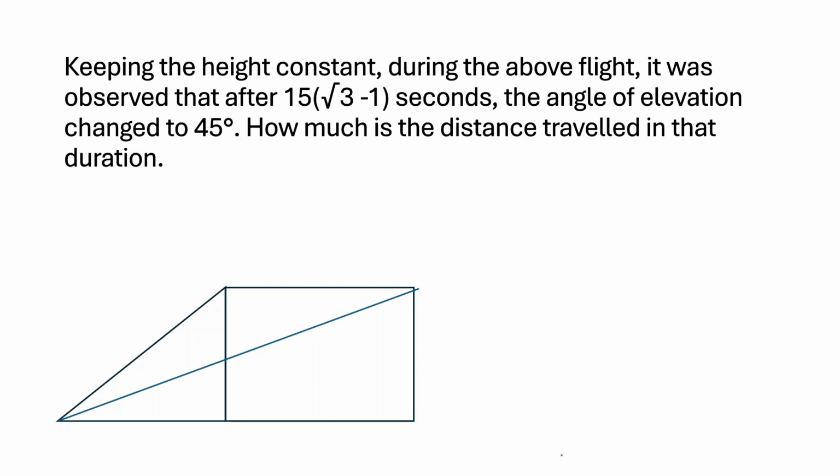Keeping the height constant during the above flight, it was observed that after 15 times root 3 minus 1 seconds, the angle of elevation changed to 45 degrees. It was 60 degrees after this time, not 30 seconds. In the previous question it was 30 seconds, but here it is 15 times root 3 minus 1 seconds. So the angle of elevation is 45 degrees at some point before the point C. All else is the same: the flight was at B first, then the second point we can't call C because it is a different point, so G. And D is the same, but here we can say F.